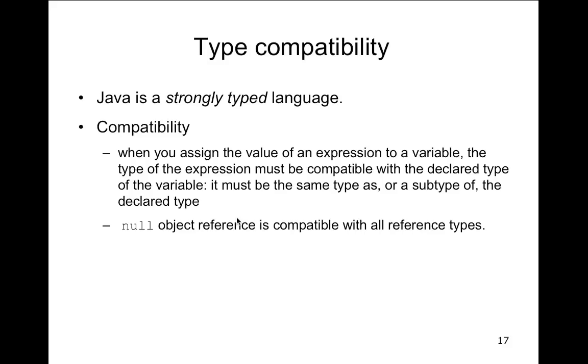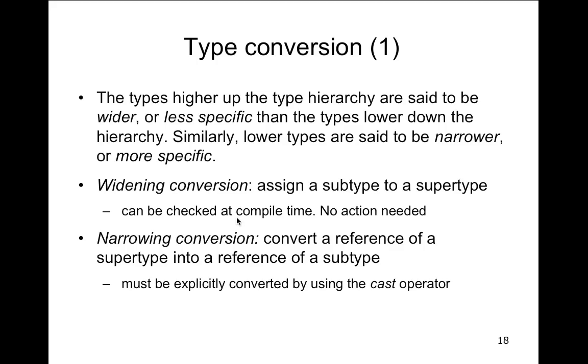So in terms of compatibility, when you assign the value of an expression to a variable, the type of the expression might be compatible with the declared type of the variable. It might be a subtype of the declared type. So we can test.